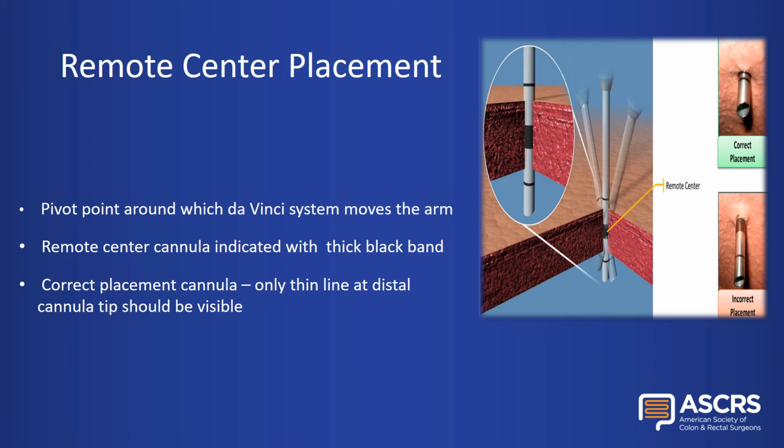The remote center of the cannula is indicated with a thick black band. It is the pivot point around which the Da Vinci system moves the arm. Correct placement of the cannula is when only the thin line at the distal cannula tip is visible.